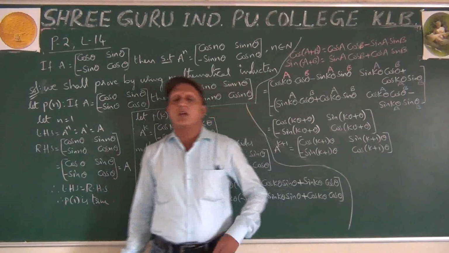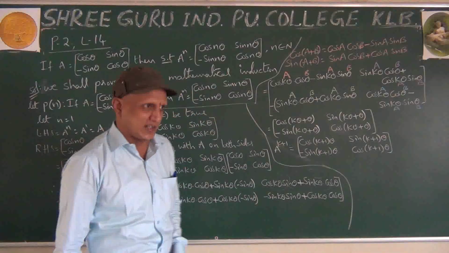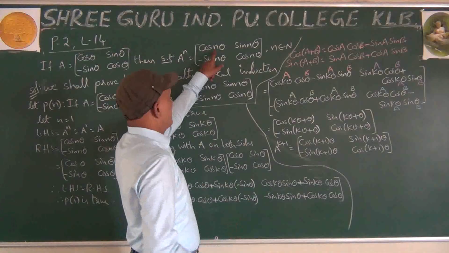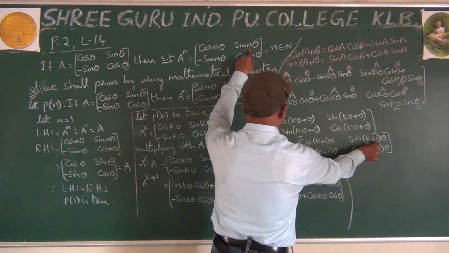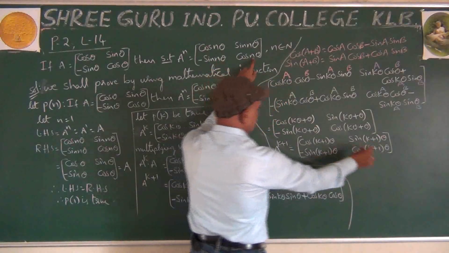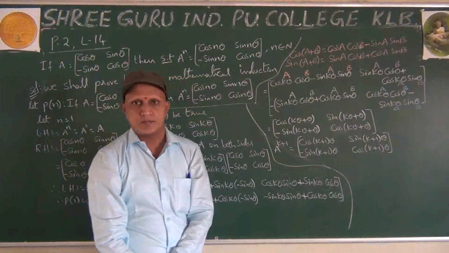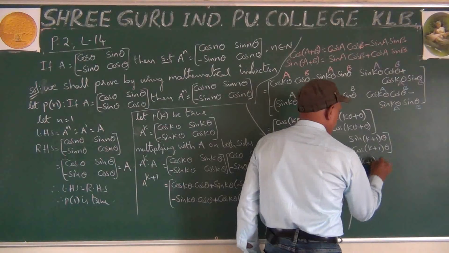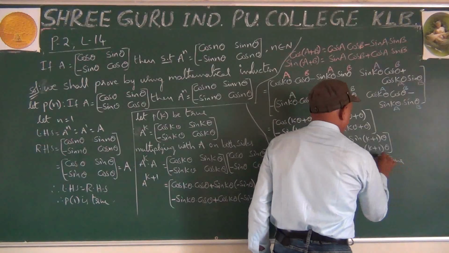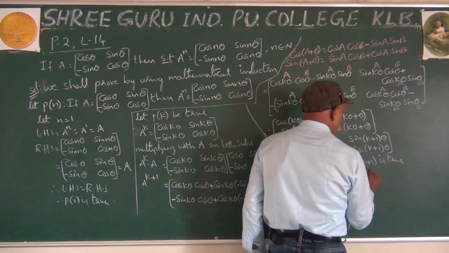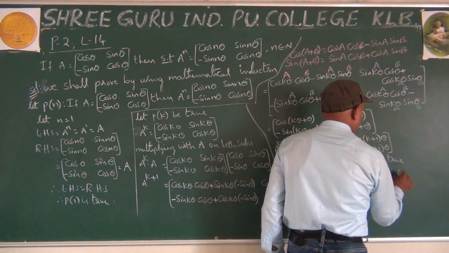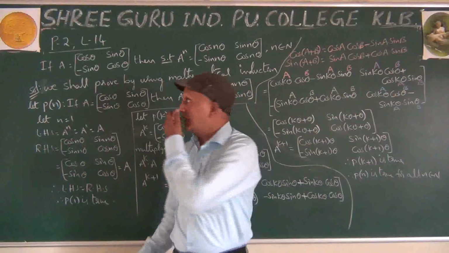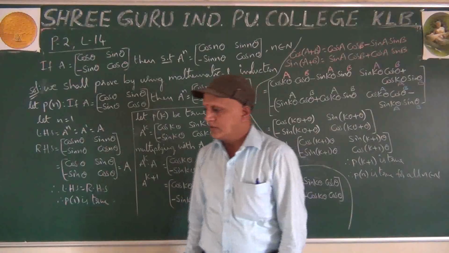Sir, how should we know that we got the answer? I already told you in first year, mathematical induction: in place of n, put k plus 1. Same thing we got. Therefore, P of k plus 1 is true. Therefore, P of n is true for all n belonging to N. Right? Thank you.